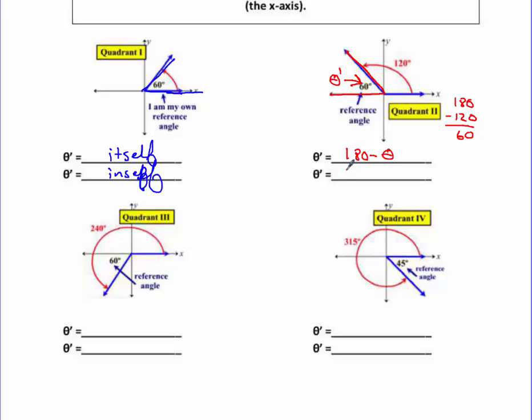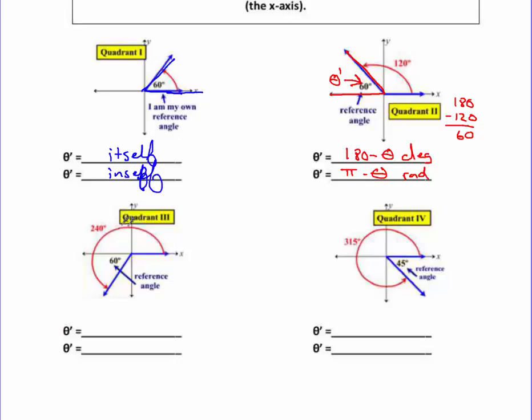If we're in radians, 180 and pi are the same thing. So we do 180 or pi minus theta. So this is for degrees. This is for radians. We're finding these reference angles because we're going to memorize values for the reference angles, and they're going to help us answer problems for all angles.